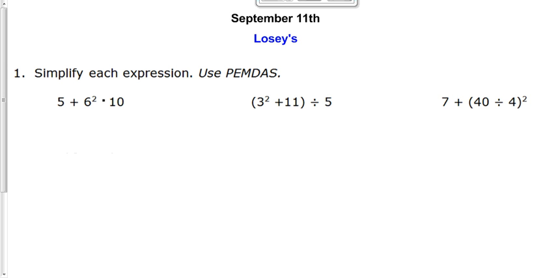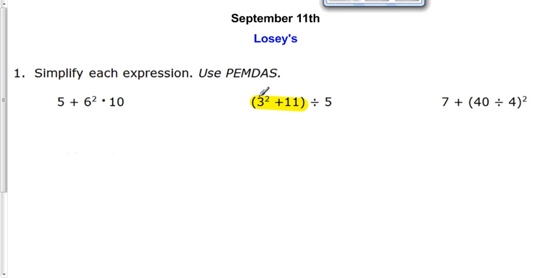Today on number 1, we will be working with order of operations, your PEMDAS. The problem I'm going to do with you today is the middle one, (3 squared + 11) divided by 5. Following order of operations, parentheses come first. So we need to do 3 squared plus 11.